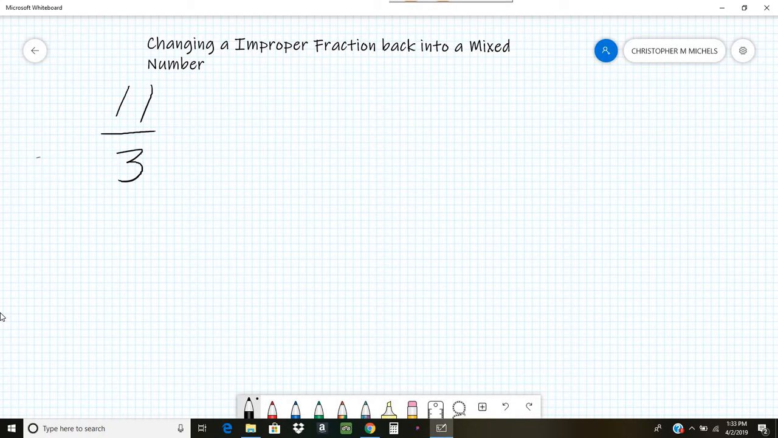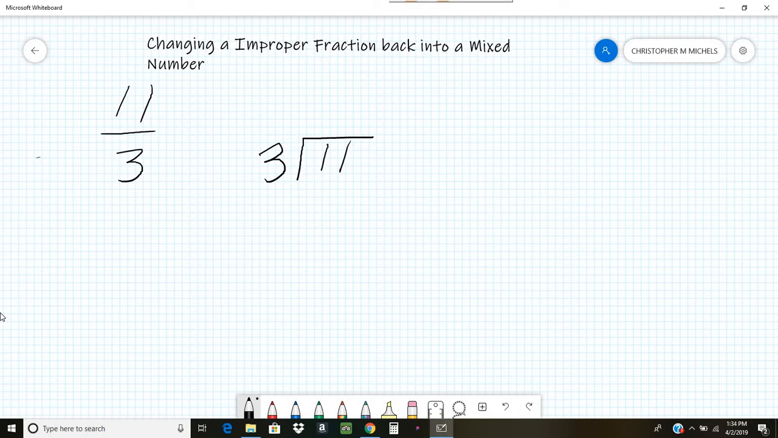So the way we change this is we just do the division. So we do 3 into 11. Now we do a little bit of the longhand division that we practice with basic arithmetic. That's why I had you run through those hoops of basic arithmetic, so when you get to this stuff, you know what to do.